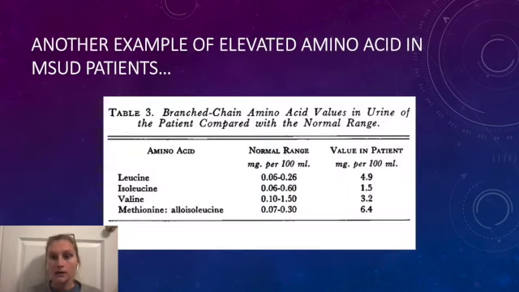So I also like this image because it's kind of a nice summary of what is occurring in maple syrup urine disease and showing how elevated the amino acids become. So you can see in the normal range how low it's supposed to be and how high it becomes in a patient with MSUD. So it's pretty drastic.